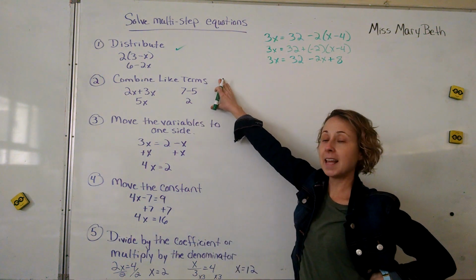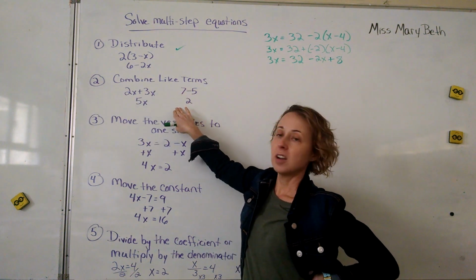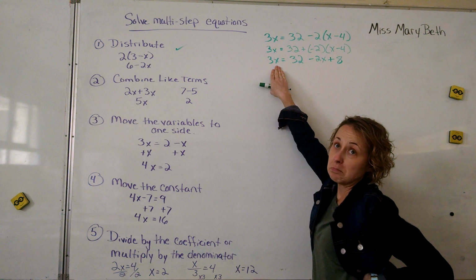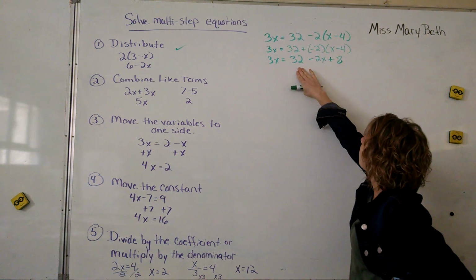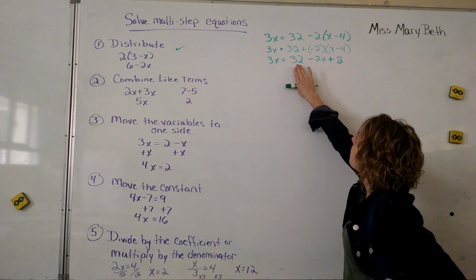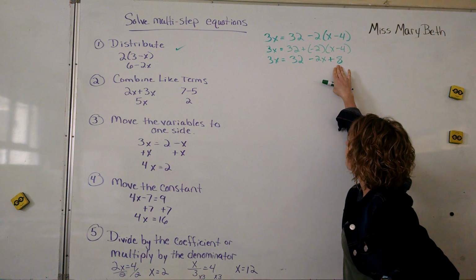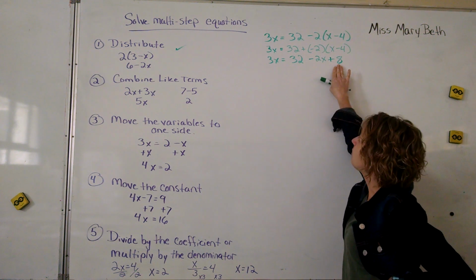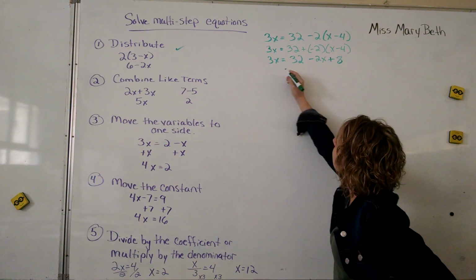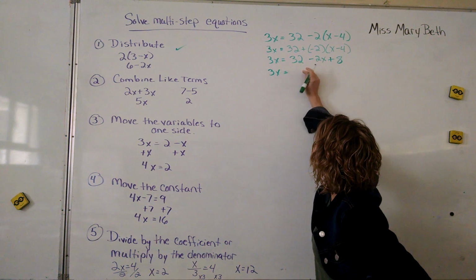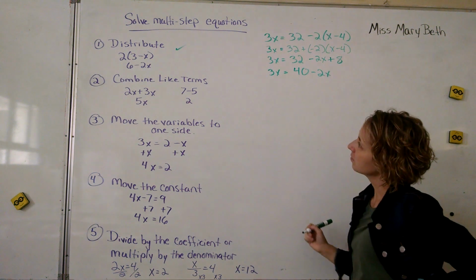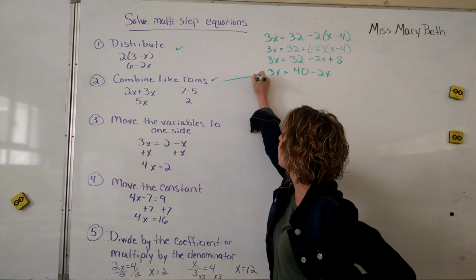Now, let's see. Can I combine like terms? Is there anything I can put together to help me solve? Well, on this side of the equal sign, I just have 3 x's. Nothing to do there. Over here, I have negative 2 x's, but no other x's here, so nothing to do there. I have 32 and a plus 8. I could add those together, couldn't I? 32 plus 8. That would work. 3x equals 32 plus 8 is 40 minus 2x. Okay, so I combined my like terms right here.